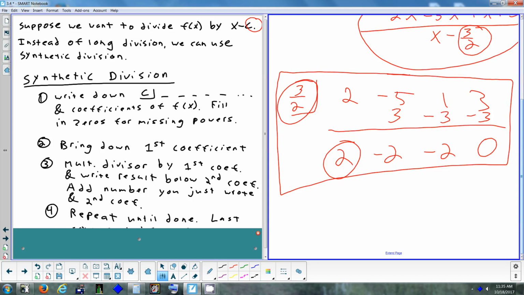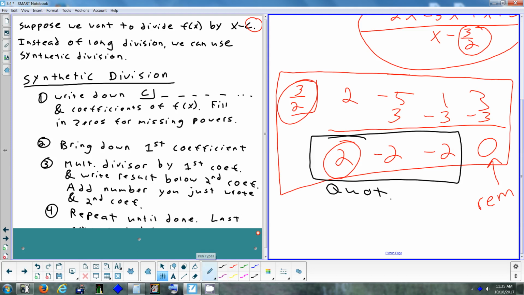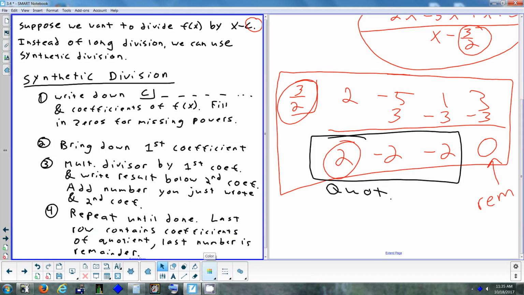Anyone have a guess what that 0 is? Remainder. Yep, that's the remainder. Okay, so if that's the remainder, then this part would be your what? Quotient. That's your quotient. Okay, so the last row contains the coefficients of the quotient and your remainder.